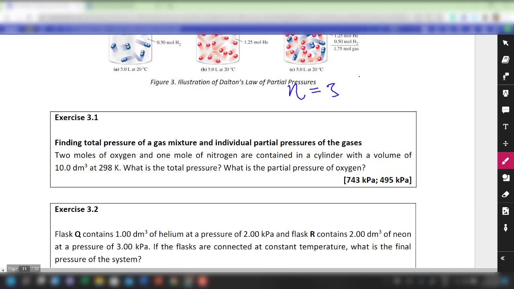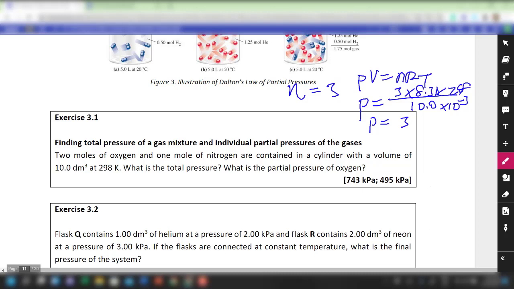If you use PV equals nRT, then P is equal to 3 times 8.31 times 298 divided by the volume, which is 10 dm cube. But this is in dm cube, so you need to convert to cubic meter, and then you can very quickly get 7.43 kilopascal. So that is the total pressure.